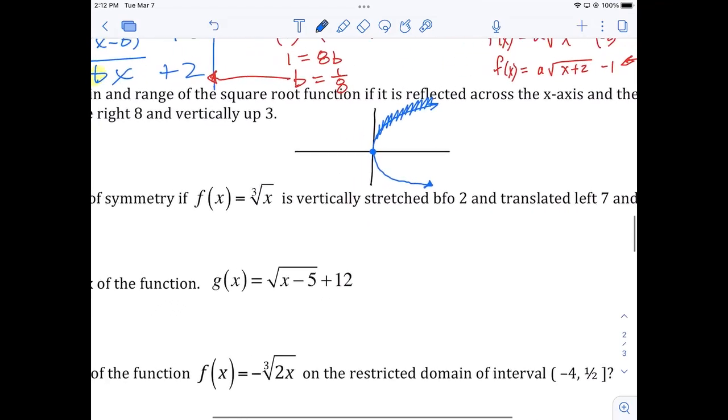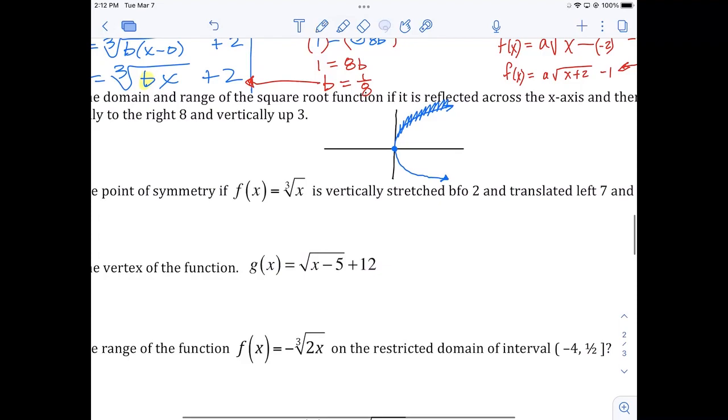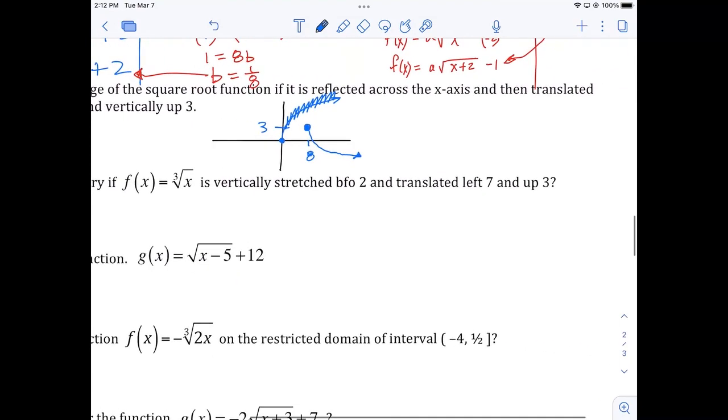And then translated, this is where it gets fun, right? Because to translate something right 8, I can just pick it up with my lasso, come over 8 units to the right, and then up 3. I can go up 3 right there. So this would be a 3, and this right here would be an 8, and here we have the dot right there. What does that do to the domain and range?